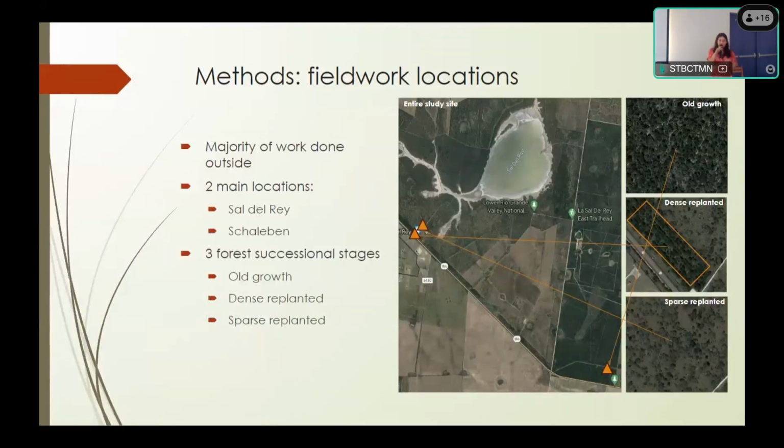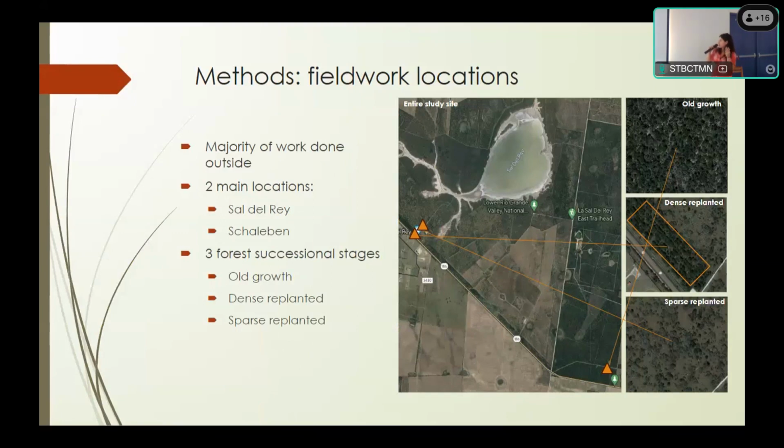Okay, so now I'm going to get into how I'm doing this research. So I'm going to start with my fieldwork locations. The majority of my work is done outside. There's very, very little stuff that's done inside. I don't really work in a lab with chemicals and stuff like that. I work more in a field laboratory. I have two main locations. Those are Sal del Rey and Schleben Tract, which is along Highway 186. It's only a couple miles east of Sal.